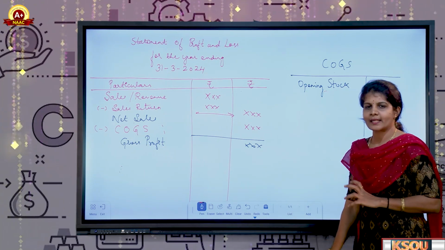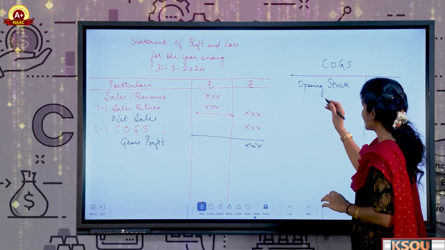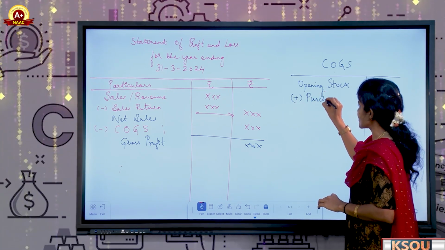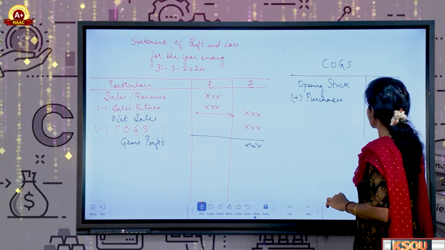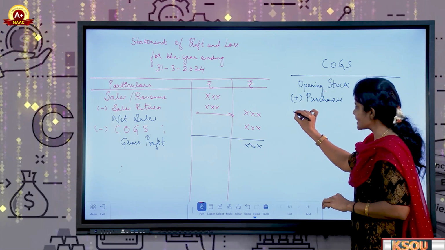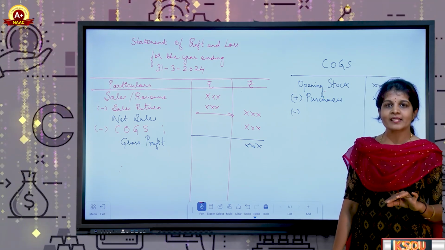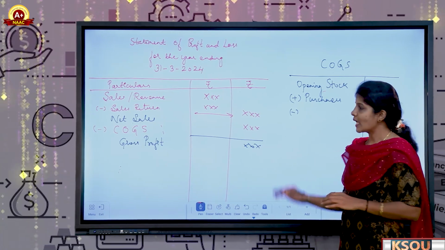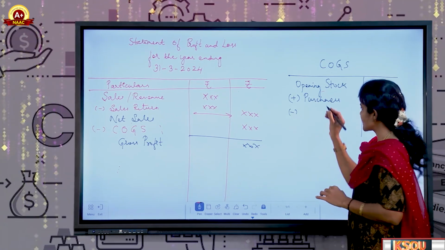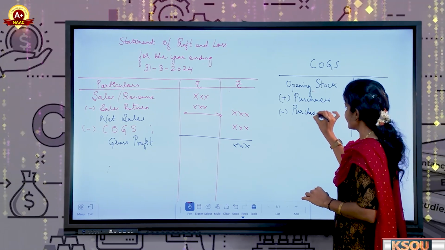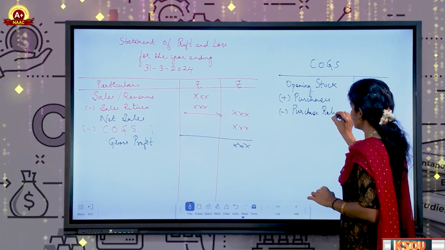Opening stock. All the trading items only we are taking here. Opening stock plus purchases. If there are any purchase returns, purchase allowances or purchase discounts, those should be deducted from this opening stock. Less purchase return.